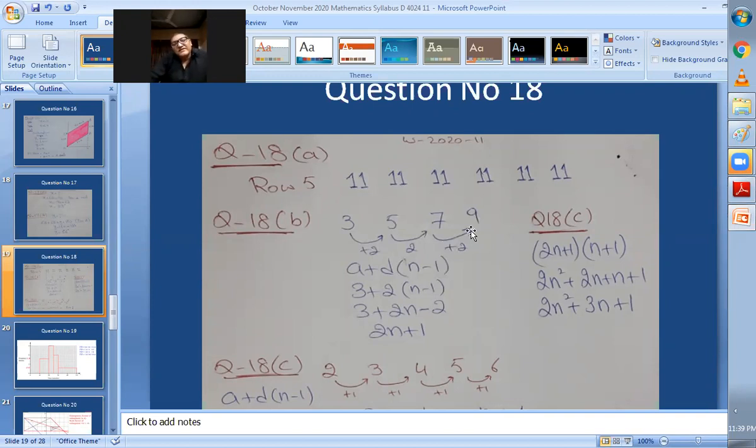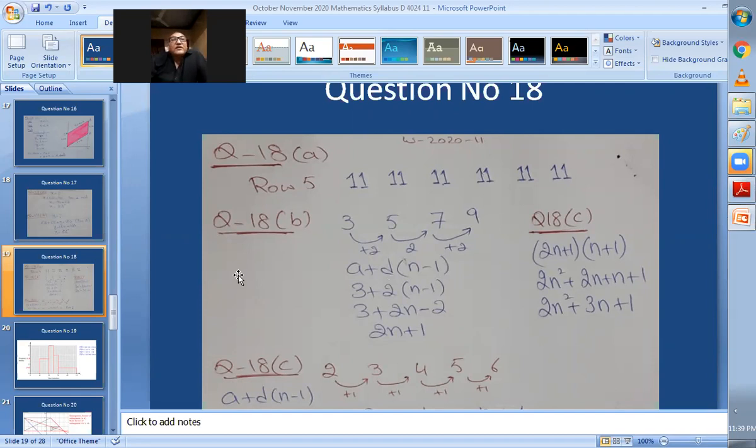If the common difference remains the same, what you can easily do is apply this formula: a plus d bracket n minus 1. And a means the first term in the sequence, that's 3. And d means the difference which you are adding to get the next term, that is 2, bracket n minus 1.